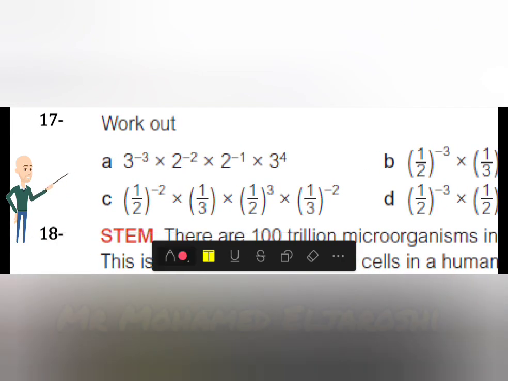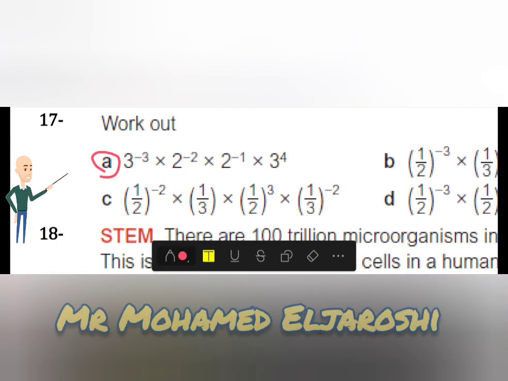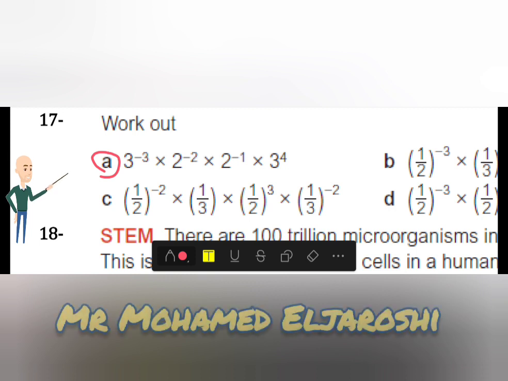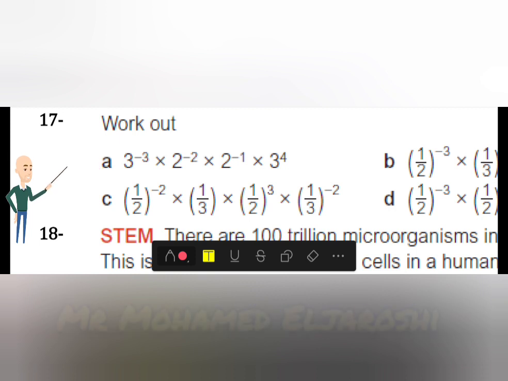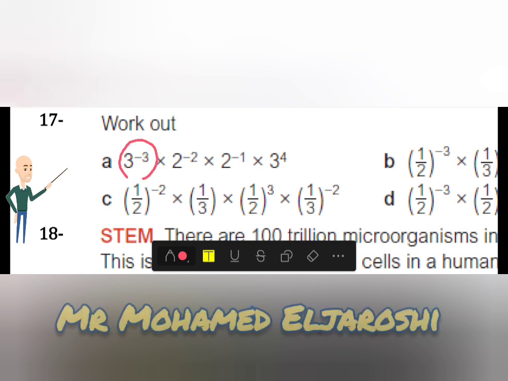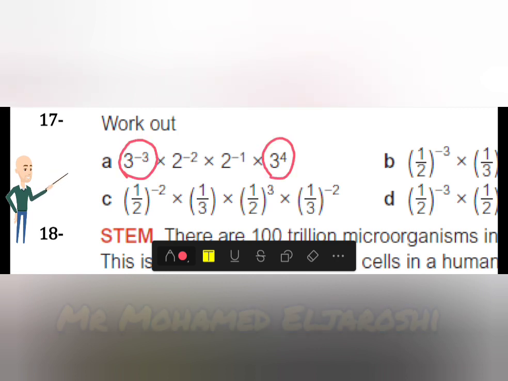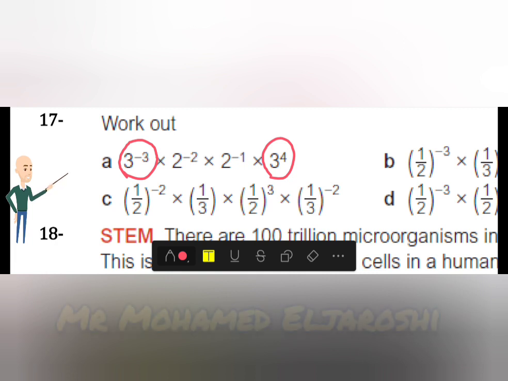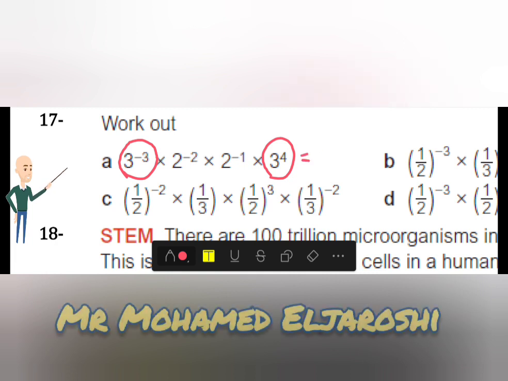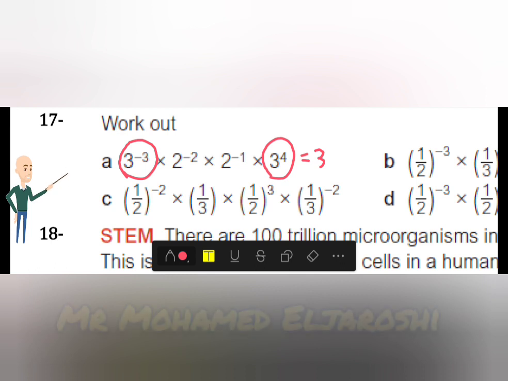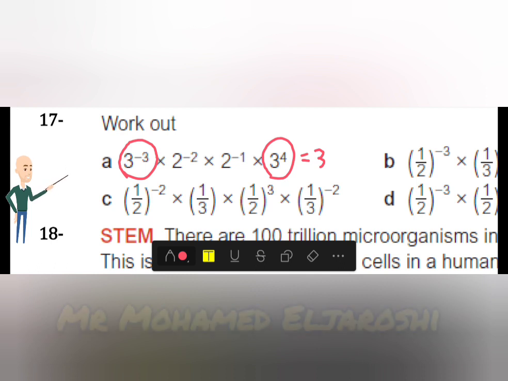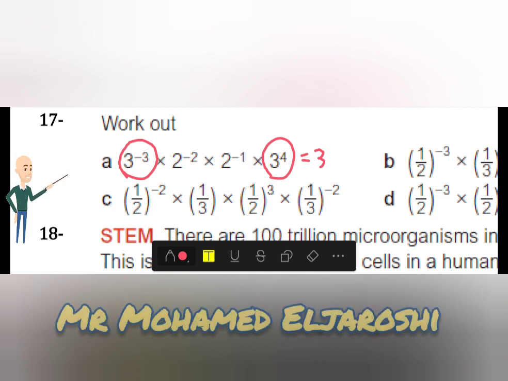Now, in A here, it's easy. We talked about this before. When you multiply the same base numbers, you add the powers. So you search for the same base numbers, this and this. So you add the powers. So it's going to be negative 3 plus 4. It's going to be what? Very good. 3 power of 1, right? Because negative 3 plus 4 is 1. So 3 power of 1.